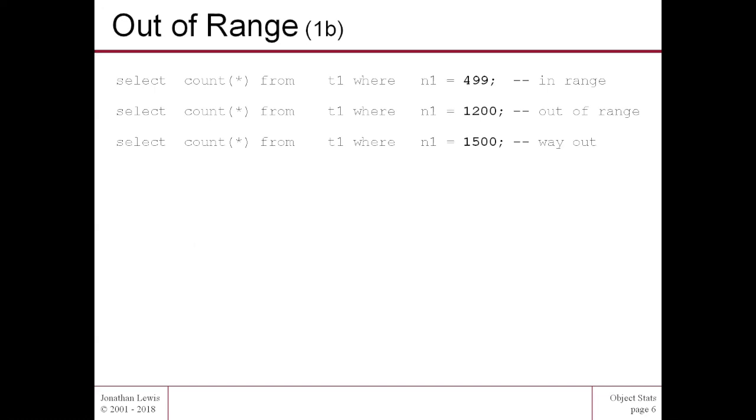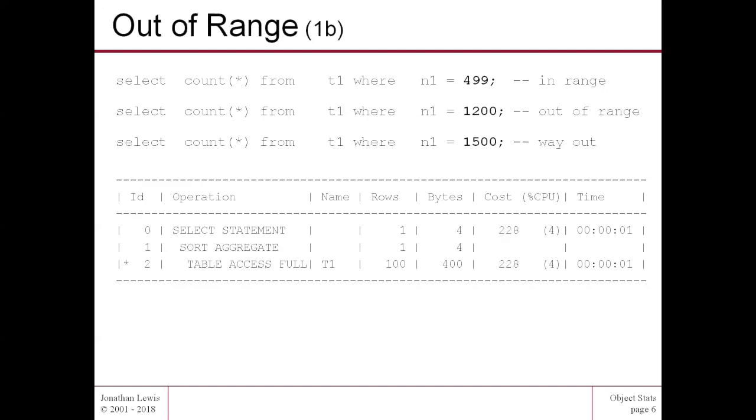It's always going to be a full table scan here, by the way. I haven't got any indexes. What I'm only interested in here is cardinality, number of rows. So here we've got rows. When I have my first query, n1 equals 499, Oracle's estimate is 100 rows, which we can see just here. So Oracle's got a good estimate. Well, it's very simple data, very simple query.